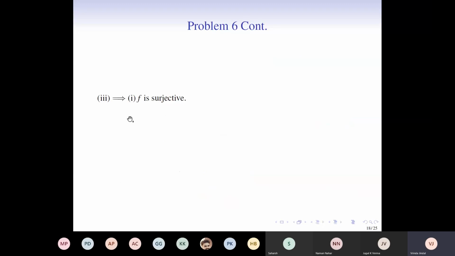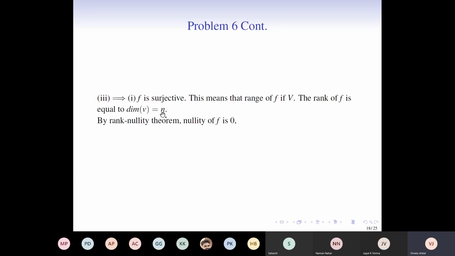From 3 in the reverse order. So what does 3 say? F is surjective, meaning F is an onto function. So this means that the range of F is B. So the rank of F is equal to the dimension of the range of F, and since the range of F is B, the rank of F is N.